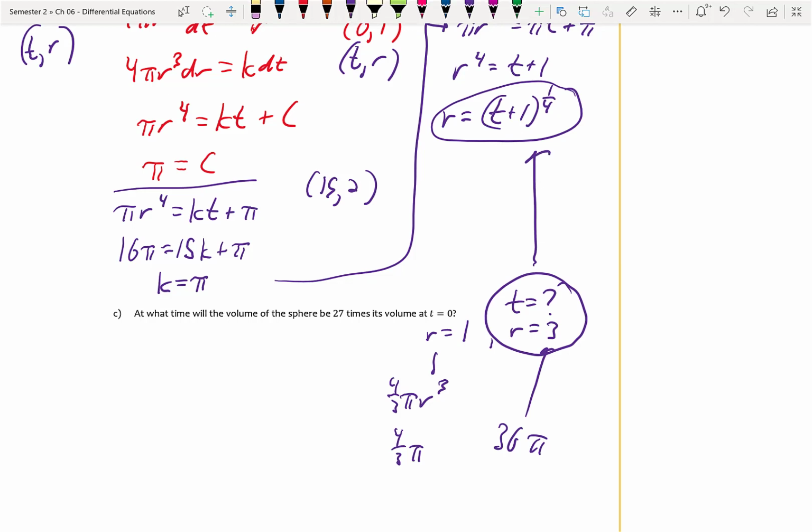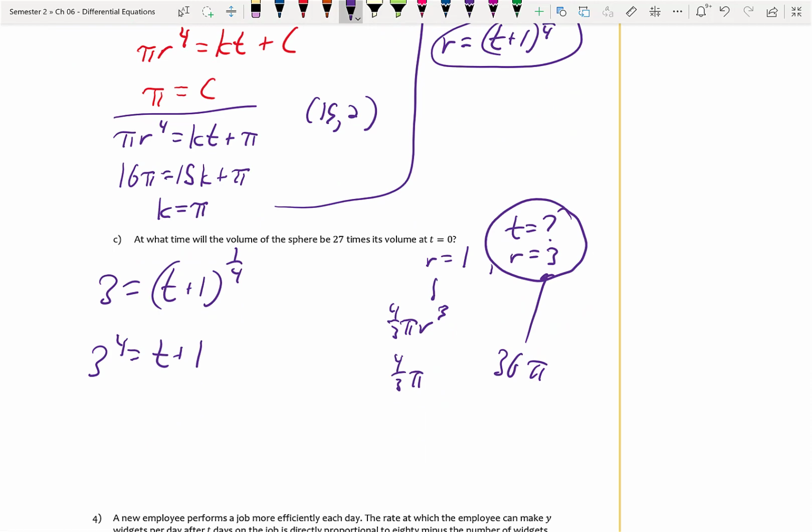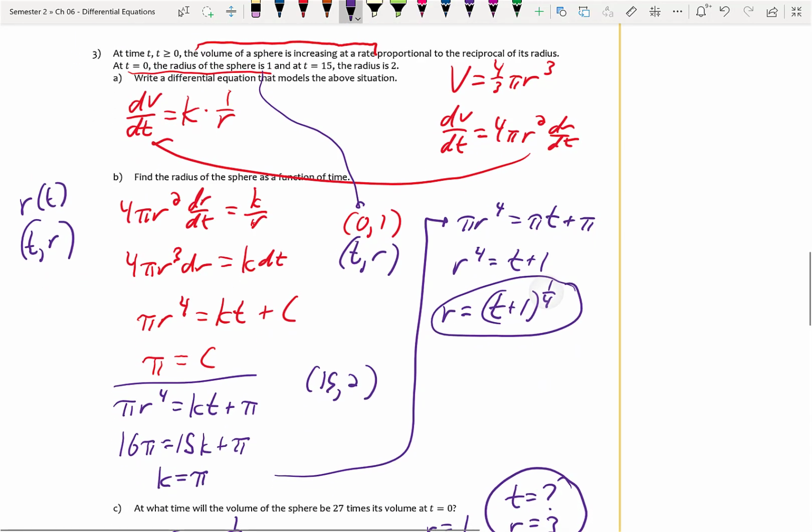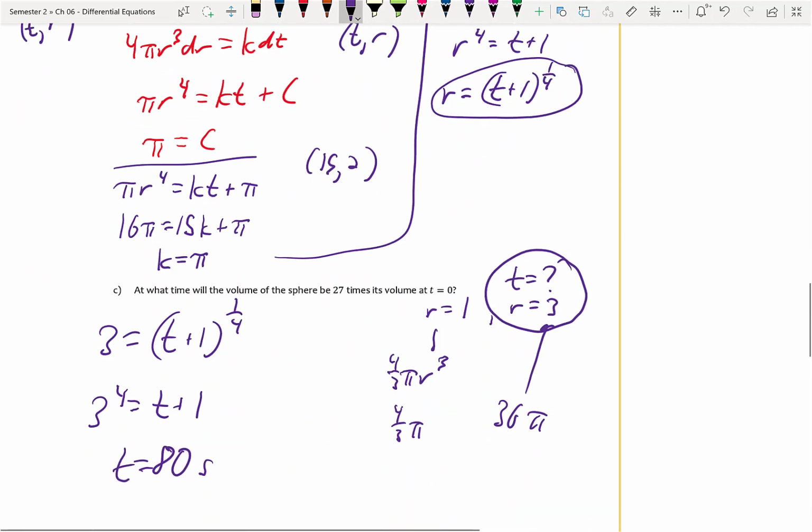Okay, knowing that, isn't this just a matter of taking this and plugging it in and trying to solve for t? 3 equals t plus 1 to the 1/4 power, which means 3 to the 4th is equal to t plus 1. What would t be? 80. I think that's seconds. Nope, it doesn't have units. So t is 80.